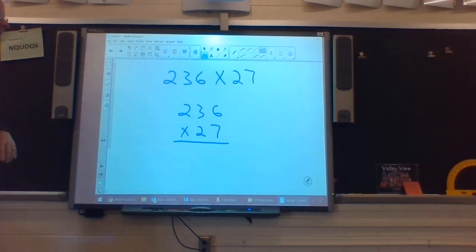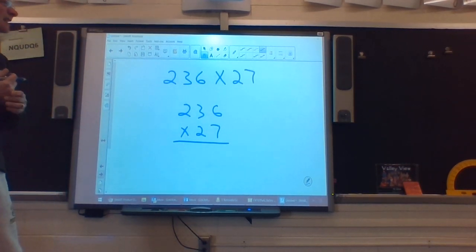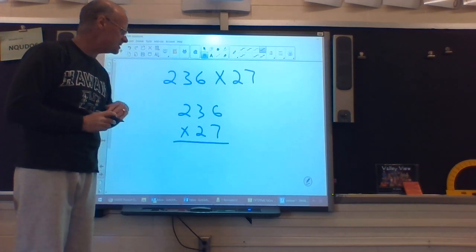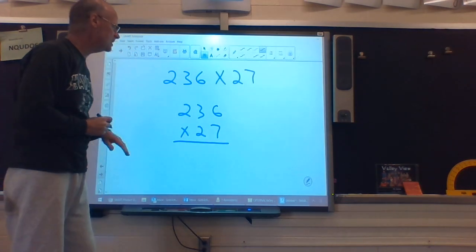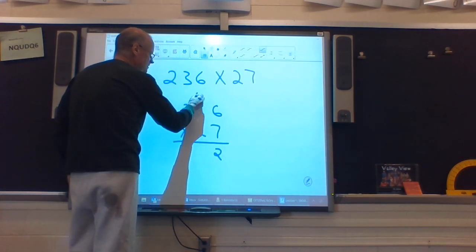Go ahead and pause it, work on the problem, and we'll come back and see how you did. If I were doing this problem, I would probably do this one standard algorithm. We could do it some other ways. I think this one just fits well for that. So, of course, if I'm multiplying by a 2-digit number on bottom, I'm going to forget about that first number and just multiply by the 7. 7 times 6 is 42. Put down my 1s, carry my 10s.